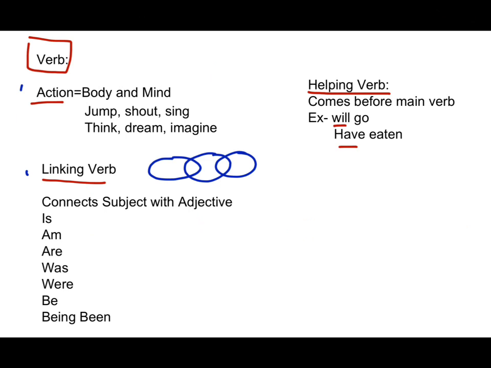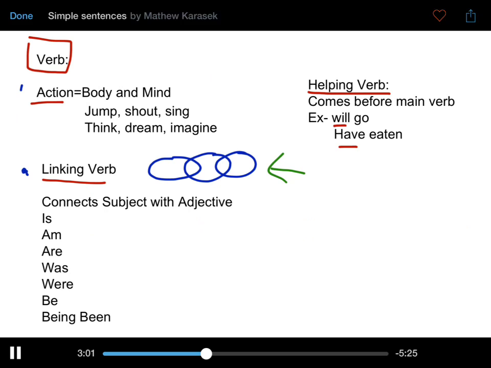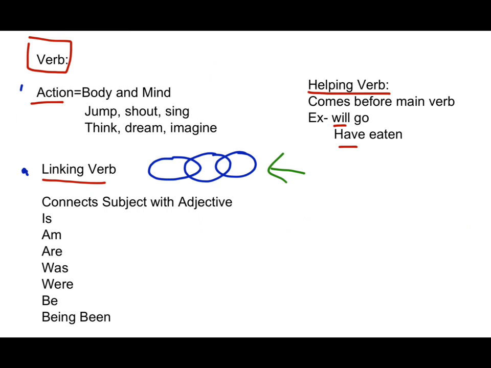The next thing we have are linking verbs. Linking verbs do just that. An example would be, if you look at the picture here, we see that they look like chains. So that's what a linking verb does. It links the subject and the adjective. So here are the linking verbs: is, am, are, was, were, be, being, and been. It's a good idea to memorize those.